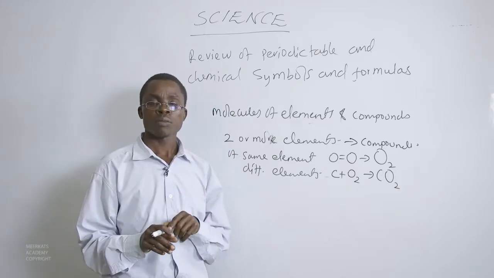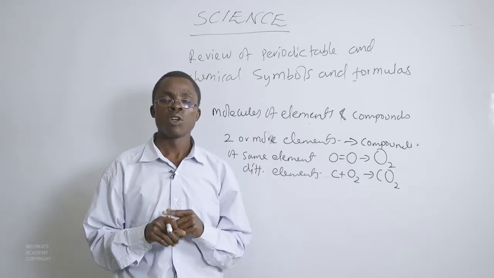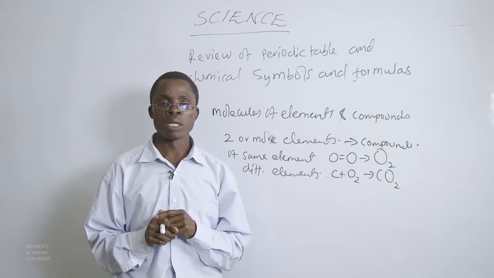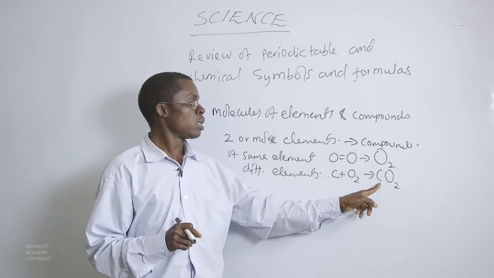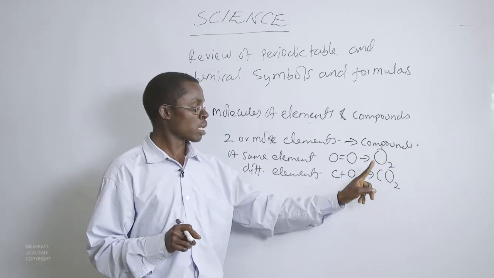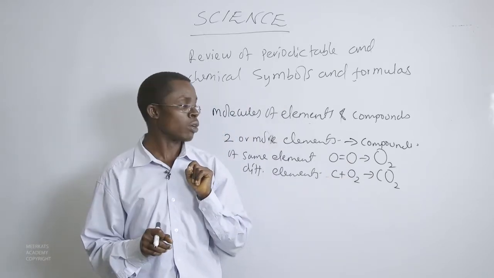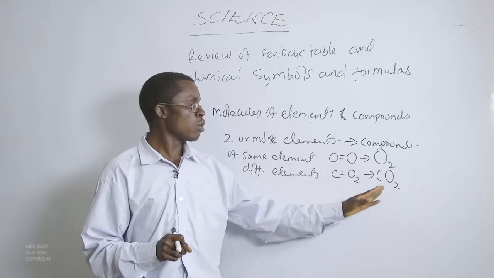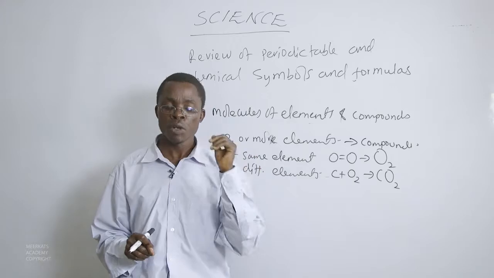But compounds include those molecules. So a compound is a combination of two or more elements that are chemically combined. So this one is a compound. This one is a compound. This is a molecule, oxygen. Carbon dioxide is also a molecule. But carbon dioxide is not a molecule of an element, because it has carbon and oxygen, which are two different elements. So they all qualify to be compounds, but they don't all qualify to be molecules of an element.